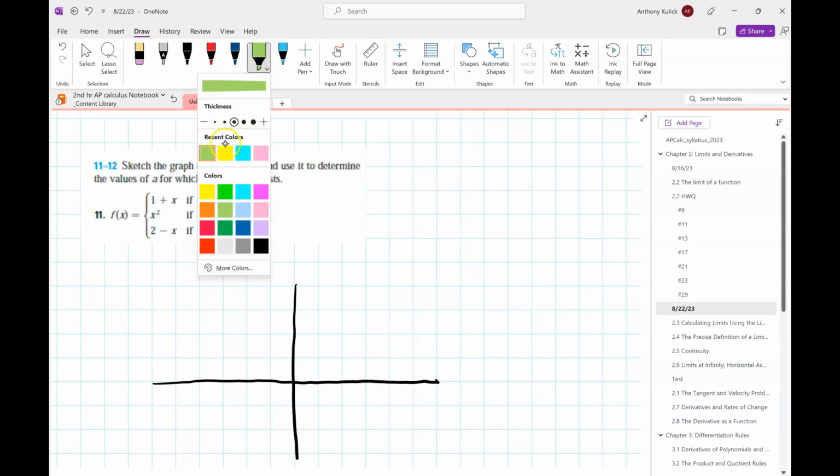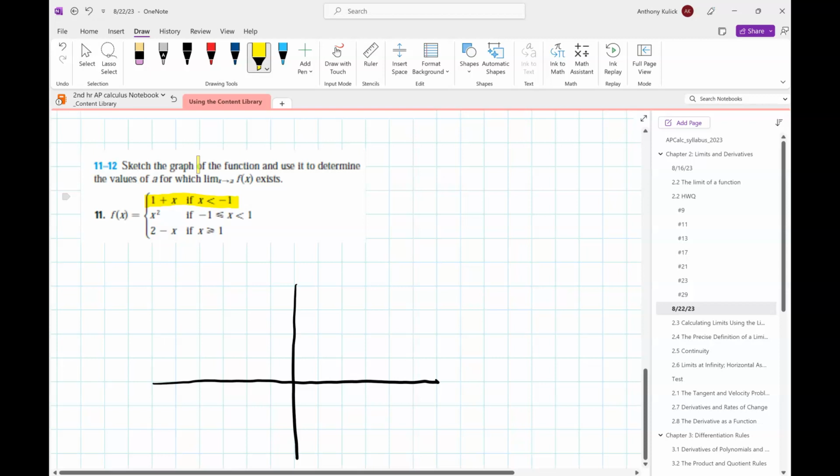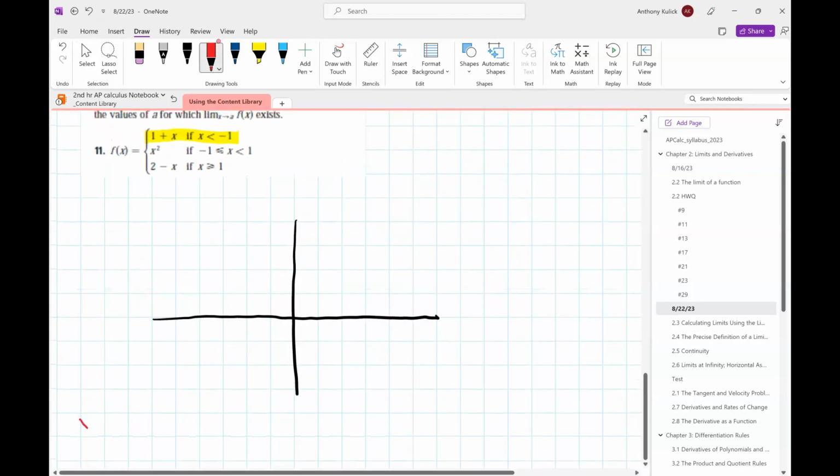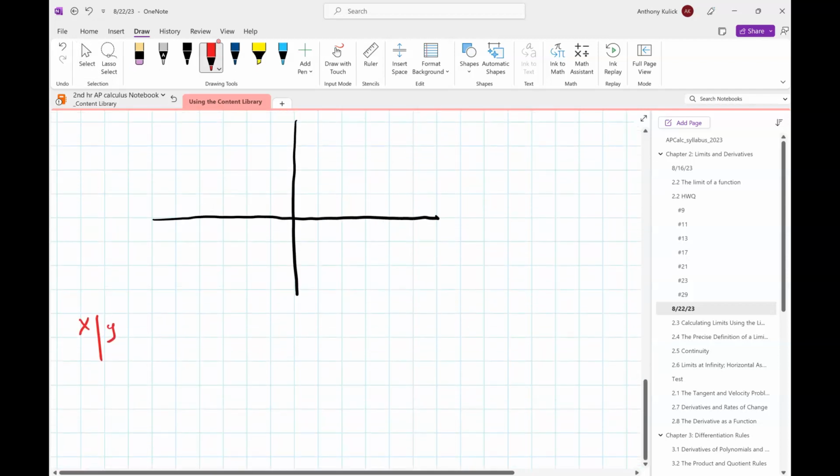So I'm going to start with the first piece. What type of function is 1 plus x? Yeah, it's a line, right? How many points do I need for a line? 2 would be appropriate. 3, I mean, 3 is fine. It's just one more than you need, right?